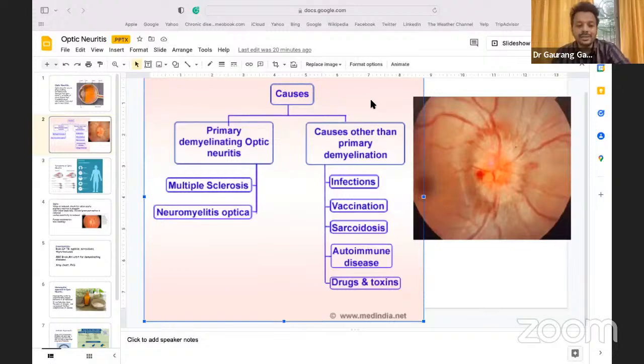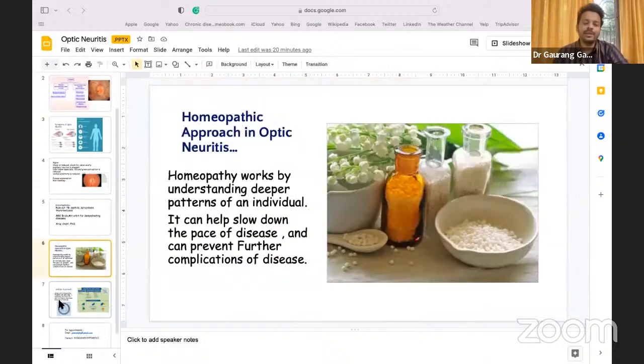However, most cases which we are treating are cases with an underlying autoimmune disease, an underlying demyelinating disorder like multiple sclerosis, like autoimmune disease, like so many other cases. They require a very deeply indicated homeopathic remedy, which you prescribe after taking the case in depth, after finding the remedy for the person, as they say. So this is a little bit about the homeopathic approach in these cases. And I hope that this helps some of my colleagues and my friends in homeopathy.